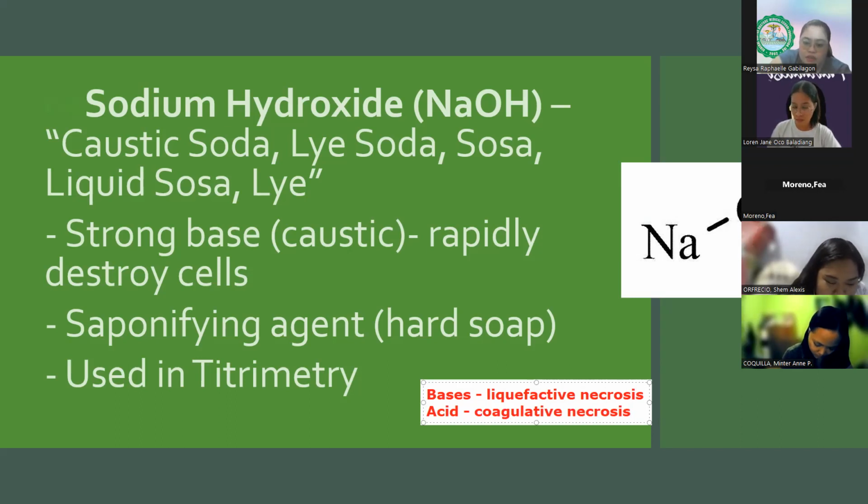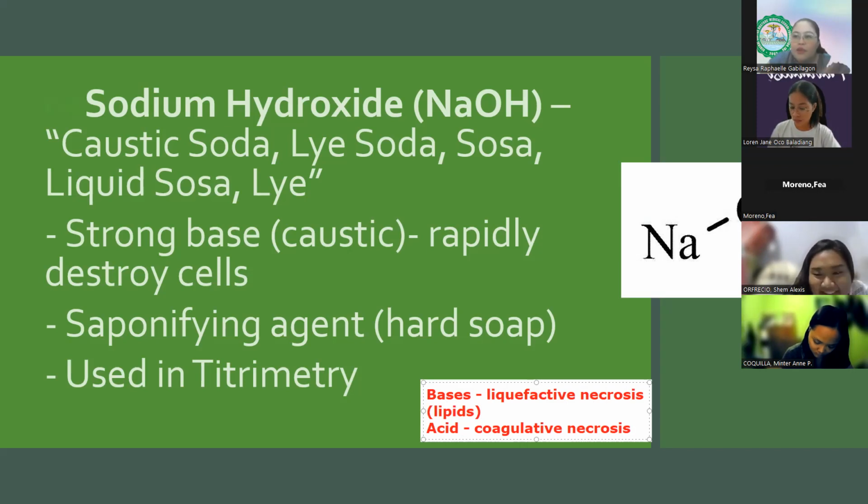Liquefactive necrosis siya kasi the target of the bases or mga alkaline substances natin is yung lipids, yung mga fats natin. Example, yung sodium hydroxide napunta sa mukha mo. Yung fats sa mukha, matutunaw yan. Kaya liquefactive necrosis. Pag nalagay yan sa mukha, ma-erase na ang mukha mo. Okay? Kasi liquefactive nga siya.